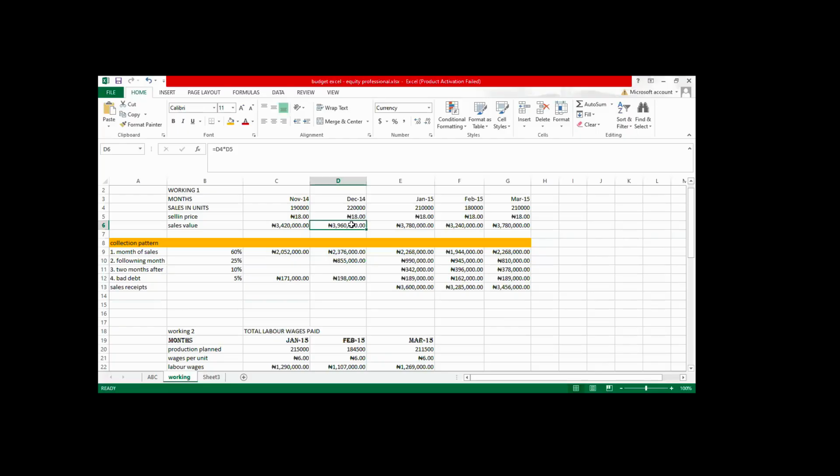In December, you made sales of 3,960,000. 60%. Please compute 60% of 3,960,000. 2,376,000. Look at this, 2,376,000. It was placed under December.